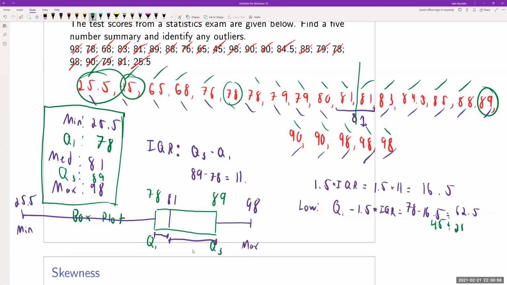and 25.5 are outliers. Two extraordinarily low data values compared to the rest of the class, which makes sense if you look at the data. Only two of these students failed, and the two that failed by 20 points more than the next lowest score.